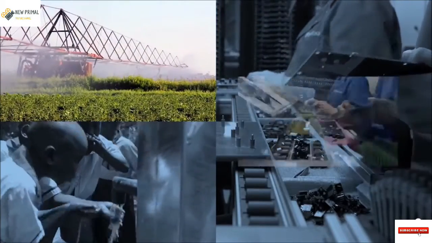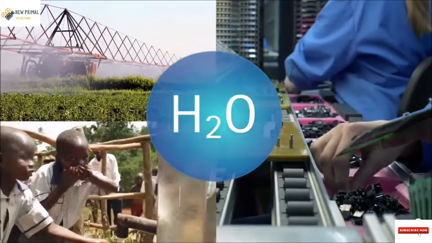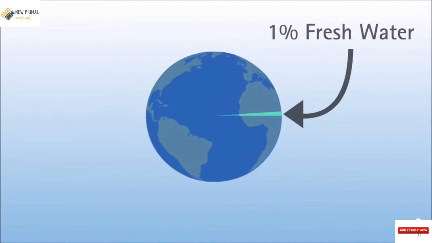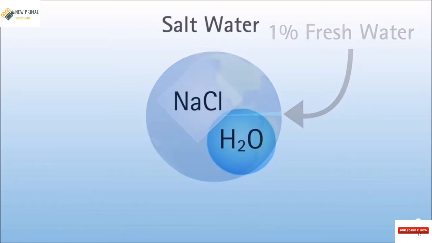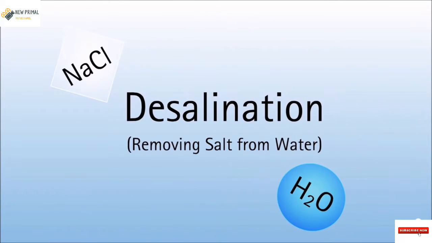From agriculture to the electronics industry to thirsty children, clean water is constantly in demand. However, less than 1% of all water on Earth is accessible fresh water. For our global population to continue to develop and thrive, we need to turn the abundant ocean saltwater into fresh water, and we do this through desalination.